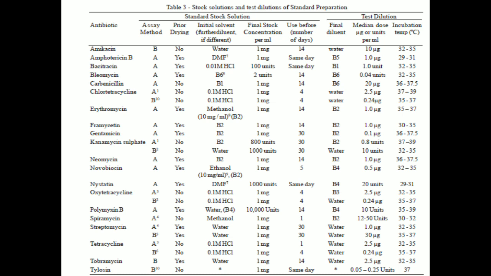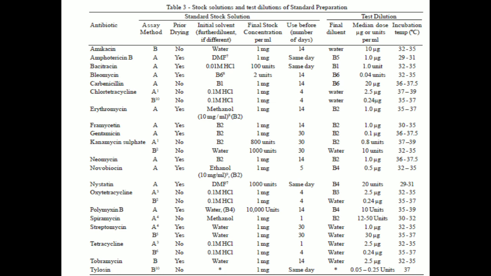It would be like this table, in which the antibiotic name is given, which assay method is to be followed for which antibiotic, whether that particular sample has to be dried previously, and the initial solvent in which the antibiotic solution has to be prepared. Like for amikacin, the initial solvent for further dilution is water, the final concentration to be used is 1 mg, and it has to be used within 14 days.